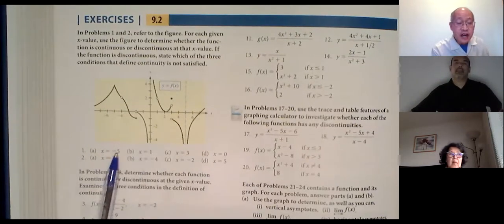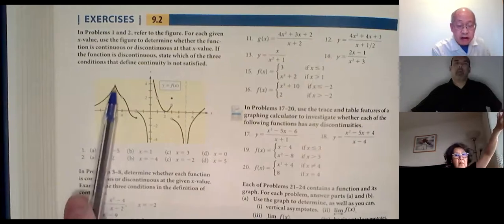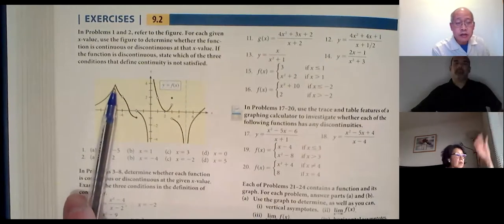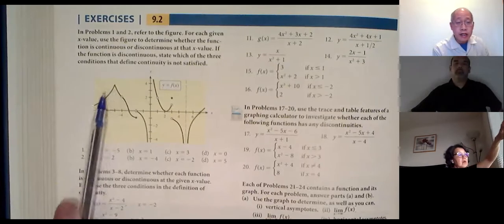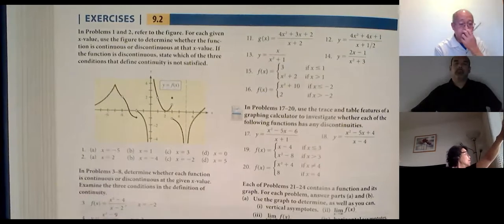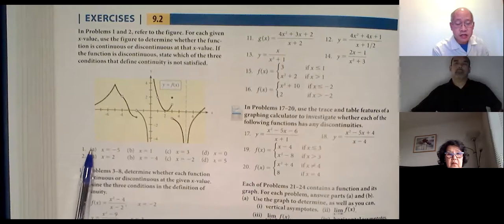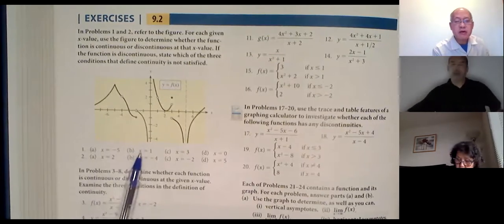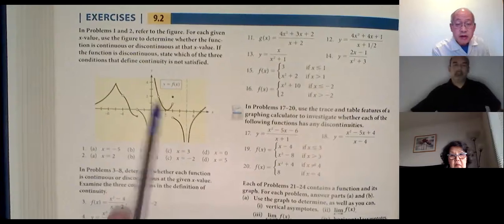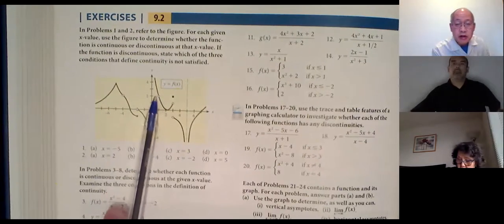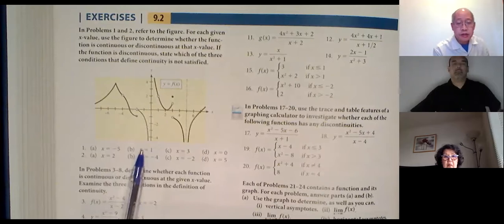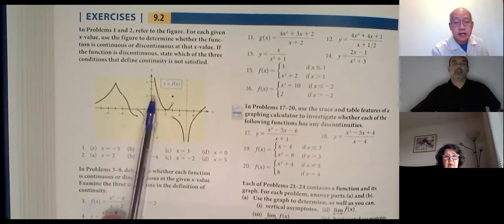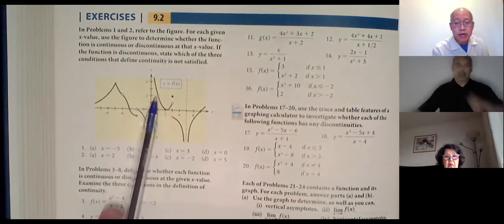Okay, -5. Here's -5 right here. Does it look like it's continuous or discontinuous? Looks like it's continuous, right? I can draw that without lifting up my pencil from the paper. So 1A is continuous, or you can just put C. How about x equals 1? There's an open circle here. So 1B is discontinuous. You can just put a D for me. I have to lift up my pencil from the paper to keep going, right?